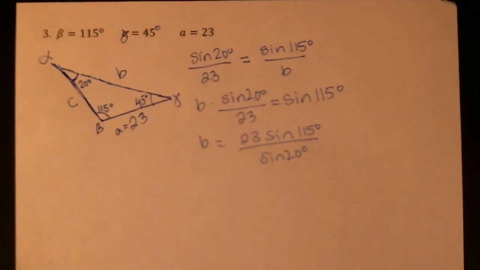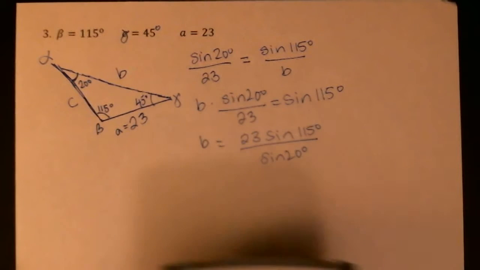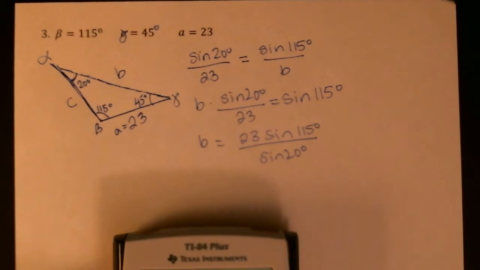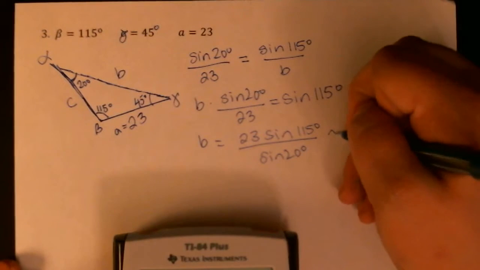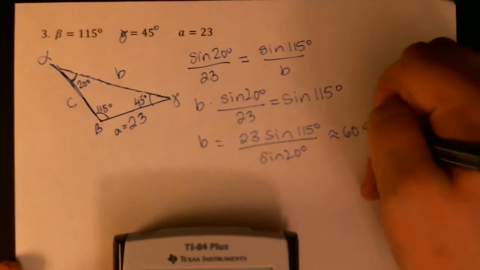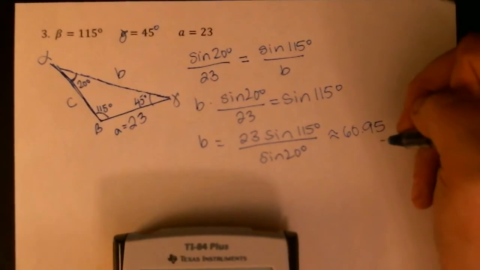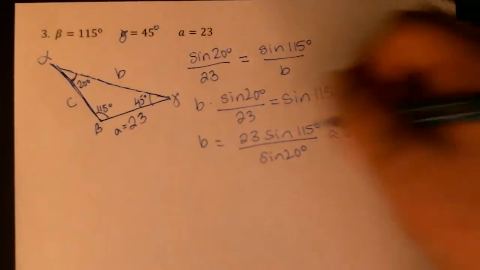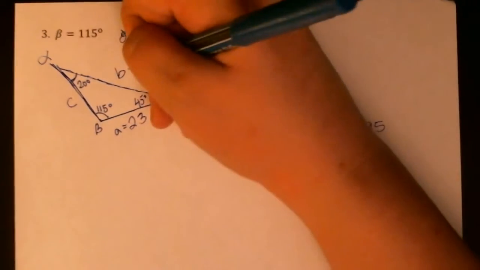Okay, so this becomes a calculator question. Let me fiddle with focus a little, you guys. That looks a little blurry to me. That's as good as it gets. Okay, so 23 sine of 115 degrees divided by sine of 20 degrees is about 60.95. B, that's my side length, and that seems reasonable. It should definitely be bigger than A.